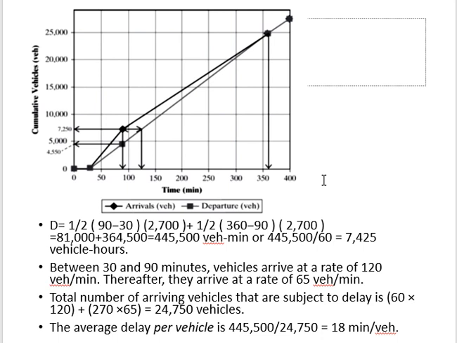Any questions? The slope of the 360 minutes, would it be equal to 65? Slope is 65, yes. For this line? After, yes, 65. Until I change the demand, it will remain 65. Clear? Any other question? Okay.